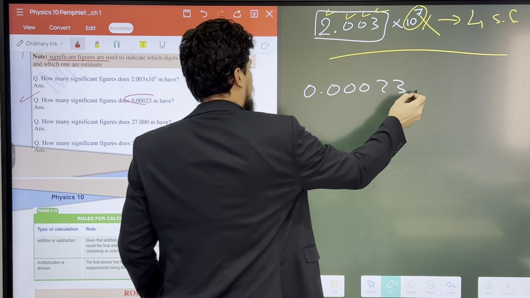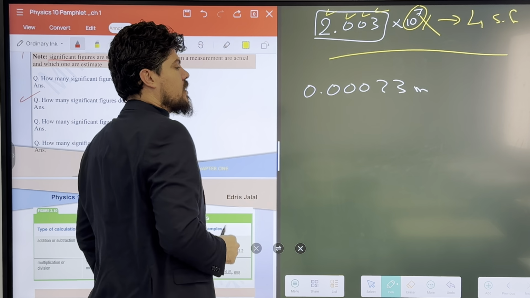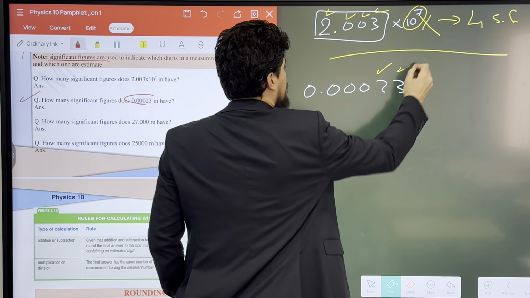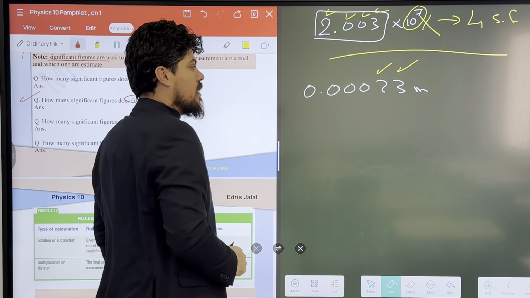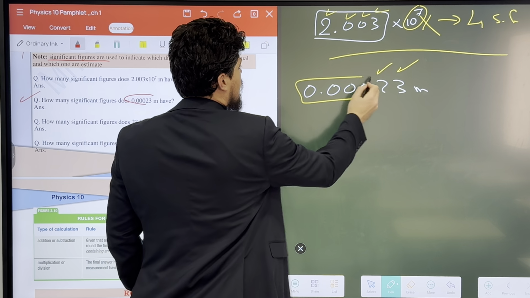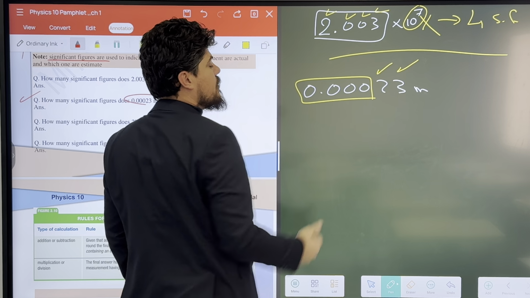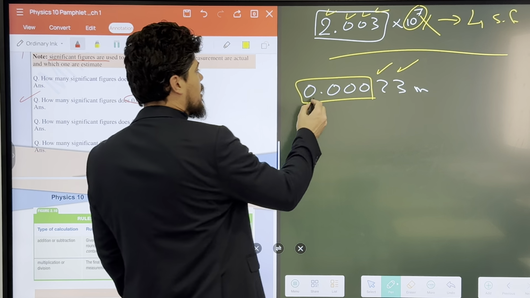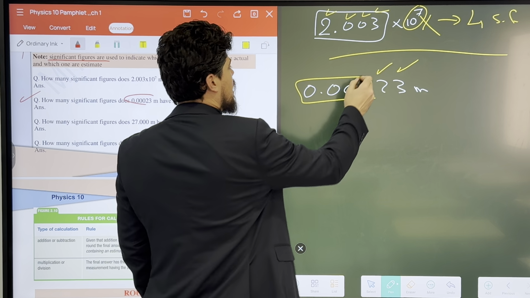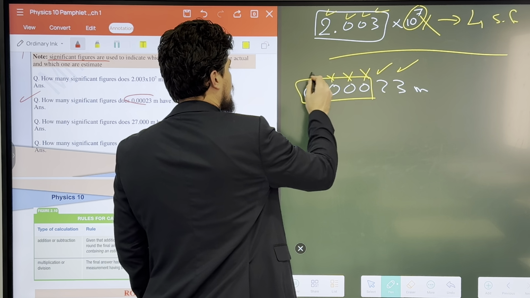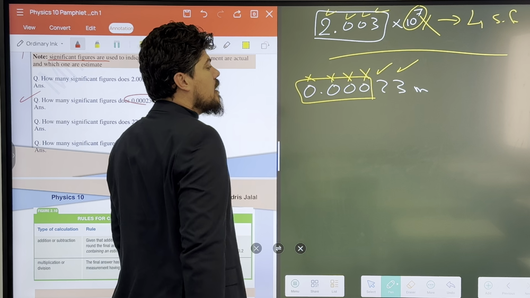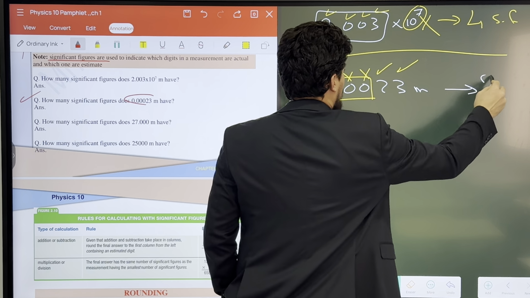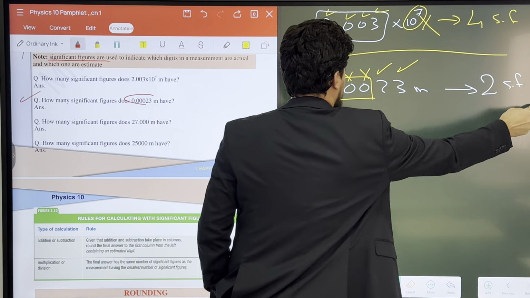0.0023 meter. How many significant figures do you have? At first you have to look for the non-zero digits. We have 2 numbers, which means 2 significant figures. So what about the zeros? Zeros before the number, the leading zeros, the zeros in front of the number, are they considered significant? No. Leading zeros are not significant figures, guys. How many significant figures do we have? We have 2 significant figures.